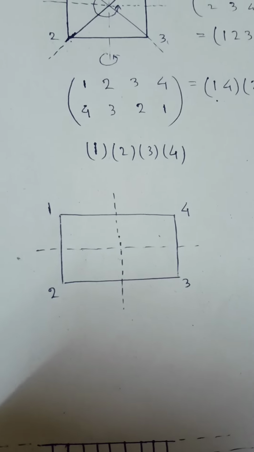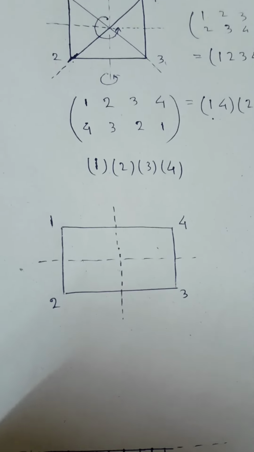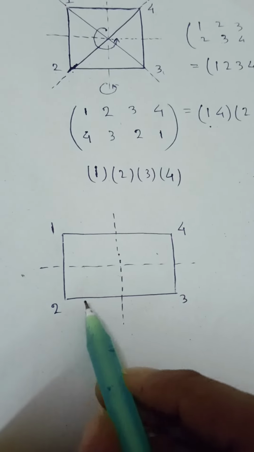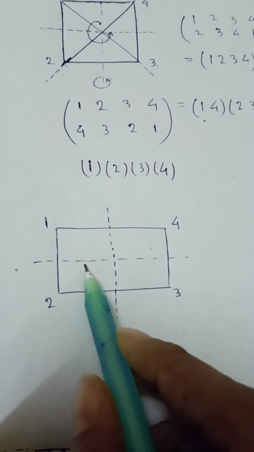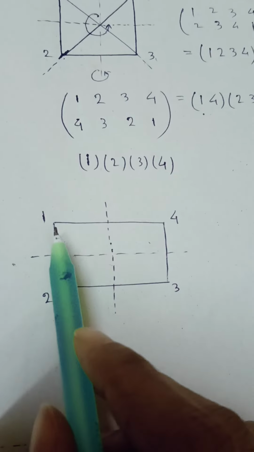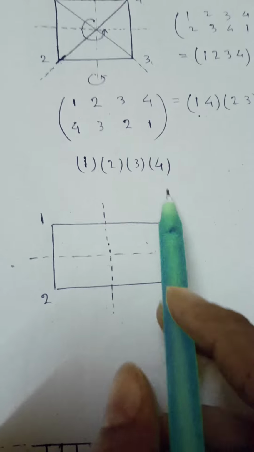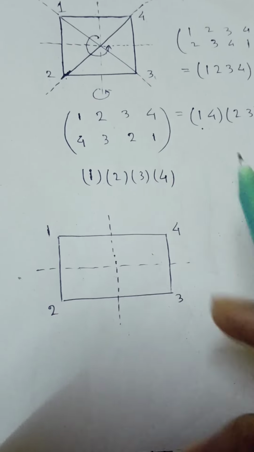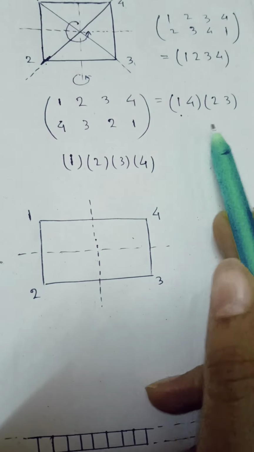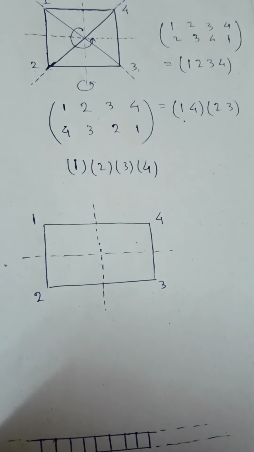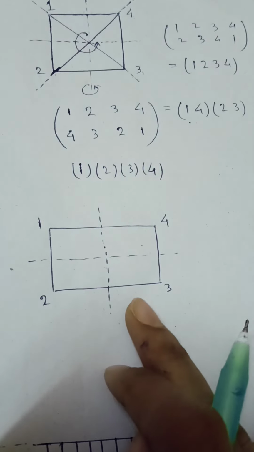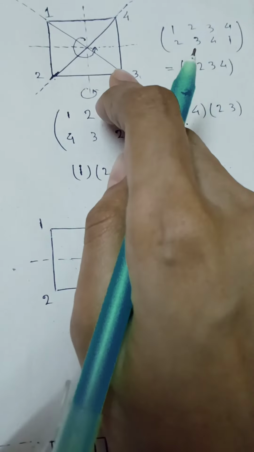Well, for a rectangle, the case is a little different from a square. How? You can see there are two reflections, about this axis and this axis. These two reflections are similar to the square. Like 1 goes to 4, 2 goes to 3, and this will become similar to this. Okay, but which type of reflection is not possible for a rectangle that was previously possible?